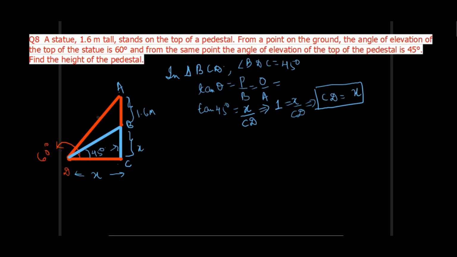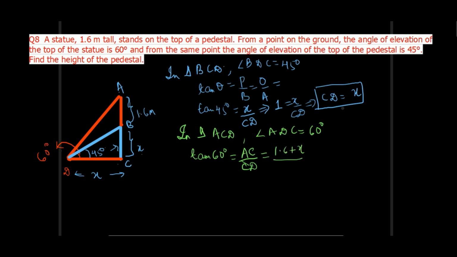Now I'll consider triangle ACD, where angle ADC is given to be 60 degrees. Again I'll make use of tan theta. So tan of 60 degrees will be side opposite upon side adjacent, that means AC upon CD. So AC is how much? AC is 1.6 plus X, right? So let me write 1.6 plus X, and CD is X, which we found from the first triangle. Now tan 60 degrees is how much? Root 3.